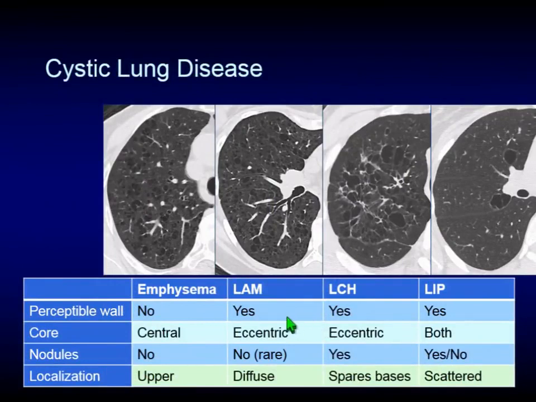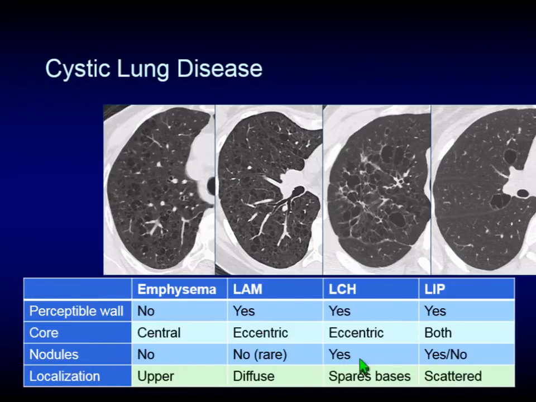The cystic lung diseases that we talked about: emphysema, LAM, LCH, and LIP. Again, you want to ask yourself, is there a perceptible wall? Emphysema, no, but the other three entities, yes, as you've seen. What's the relationship with the centrilobular core? If it looks like it's going right through the center of some of these cysts, that means that the cysts are surrounding that core fairly evenly, and that's what you see with centrilobular emphysema. If it's eccentric, you're probably dealing with one of these two entities, and if you have both and these cysts are much more finite, you may be dealing with, as is shown here, LIP.